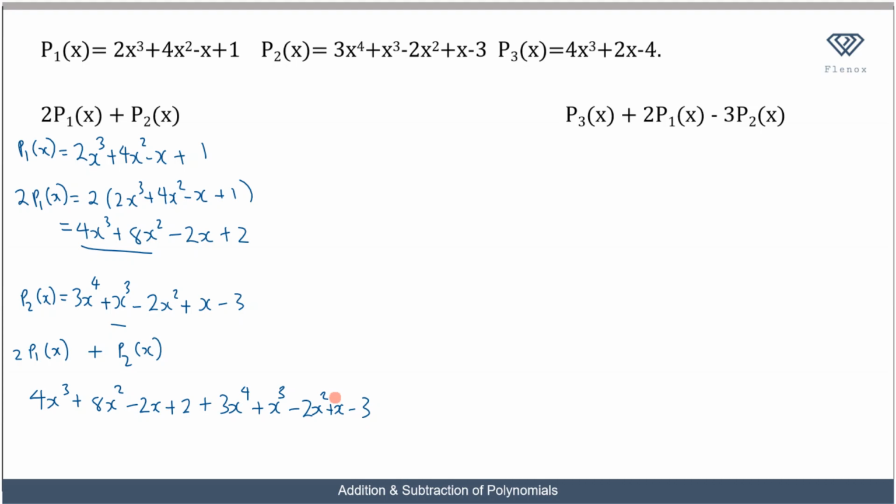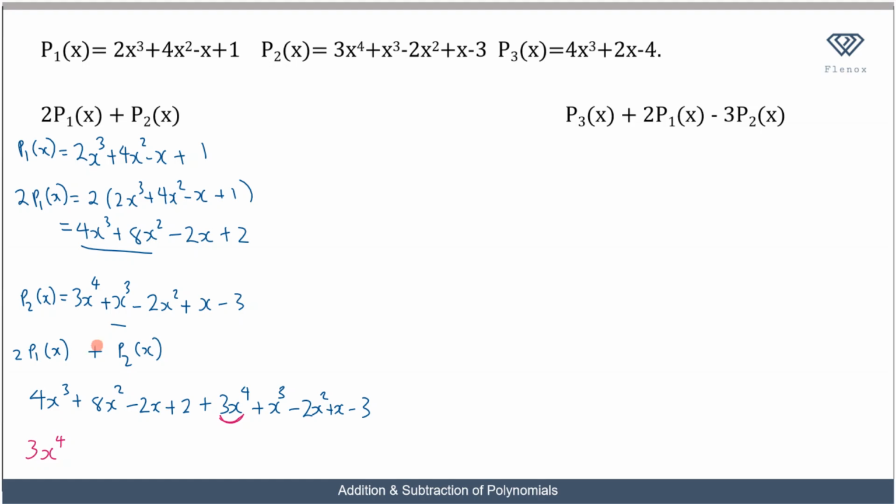So what do we do now? We collect like terms and we add or subtract them together. The first like term that we'll look at is based on the power. So what is the highest power that is here? We have x raised to 4. We have only one term that is x to the power of 4, so we'll write that out. So we have 3x to the power of 4.